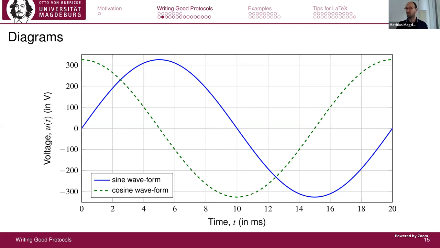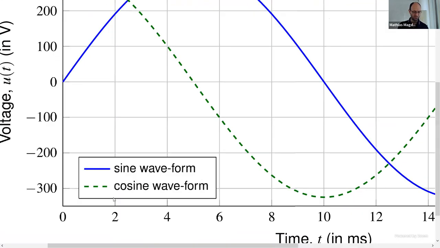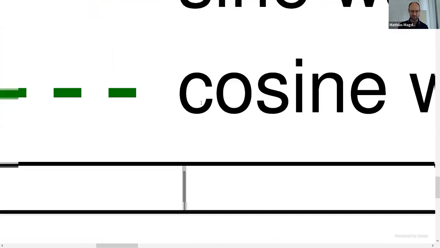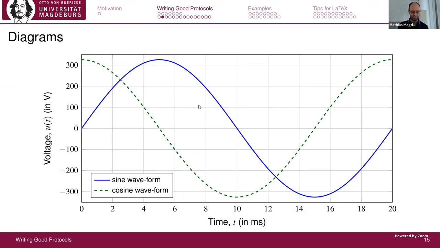So for diagrams, a good diagram should, of course, contain proper labels of the axis, including, let's say, the physical quantity that is displayed and the unit that is displayed. If there's more than one curve, there should be a legend. It's very helpful to have a grid so that you can see where you have certain values in this diagram. And such diagrams should be inserted as a vector graphic. So if you zoom in, they should always look perfect like this. We will see not so good examples later on in the examples section.